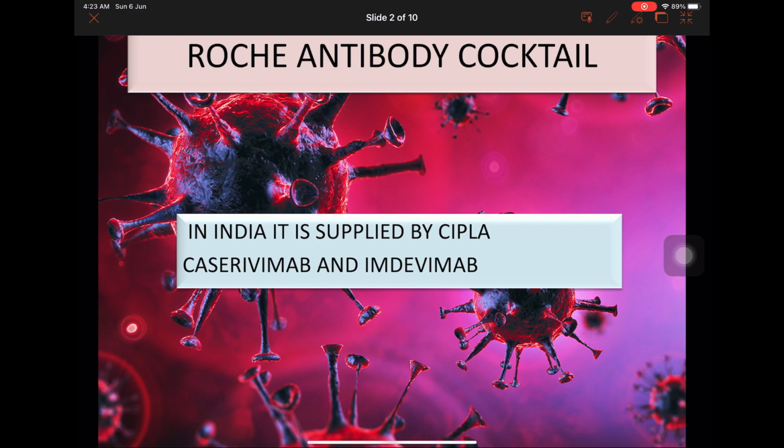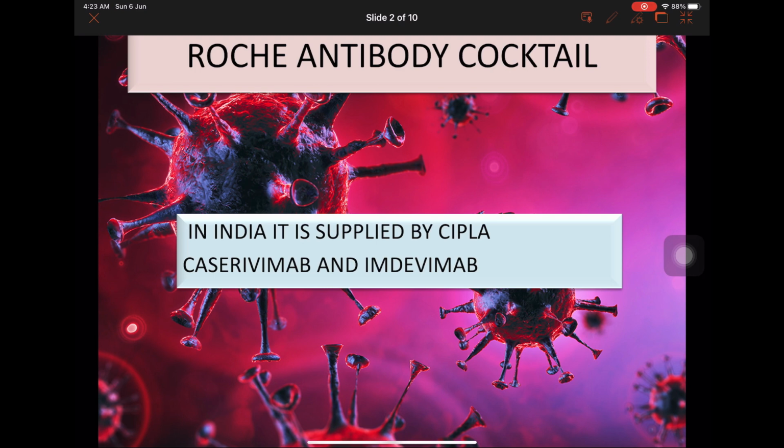Imdevimab. So the objective of this class is to learn in detail about the mechanism of action of these two antibodies and the pathogenesis of COVID only in respect to these antibodies. I'm not going to go into the pathogenesis of COVID in detail, but only in respect to these antibodies.